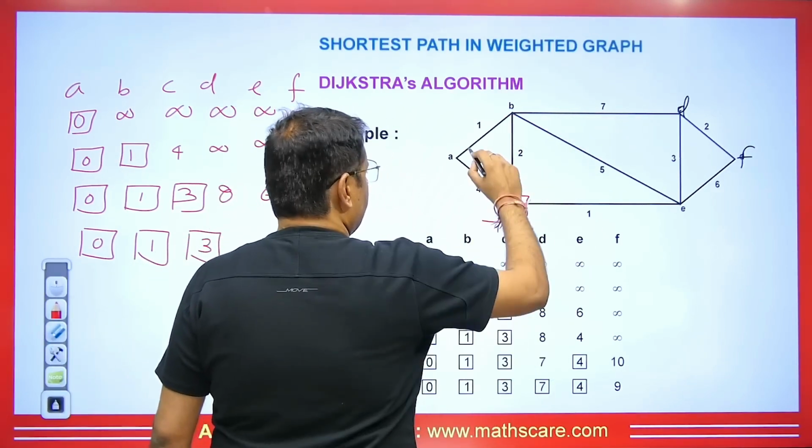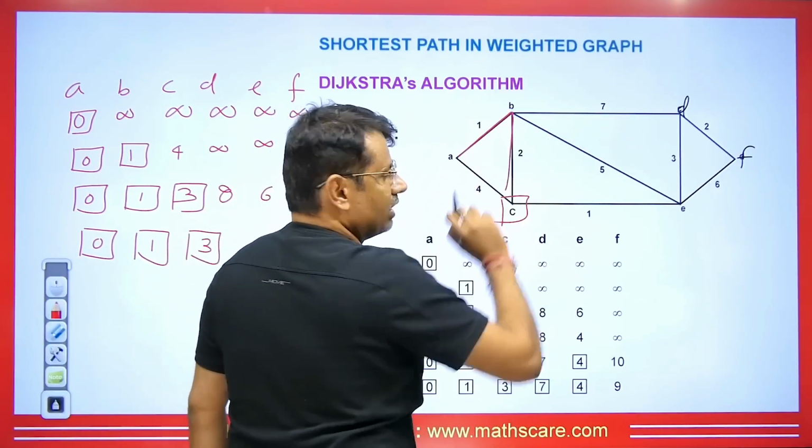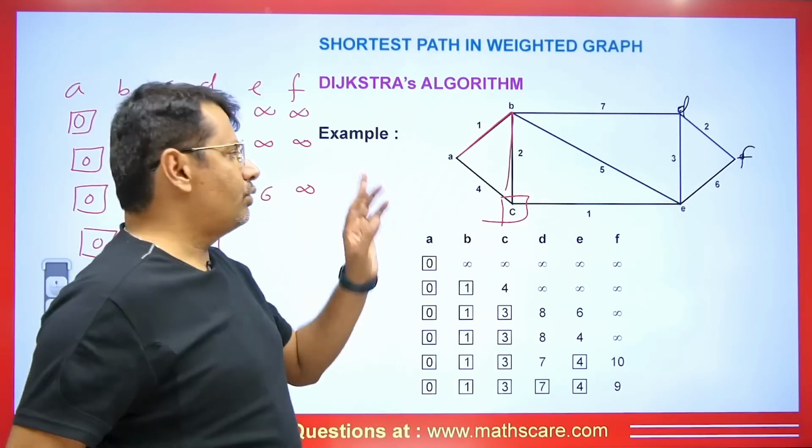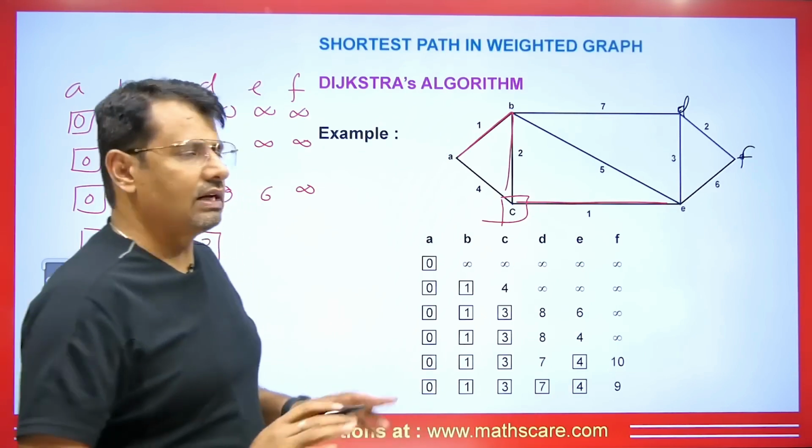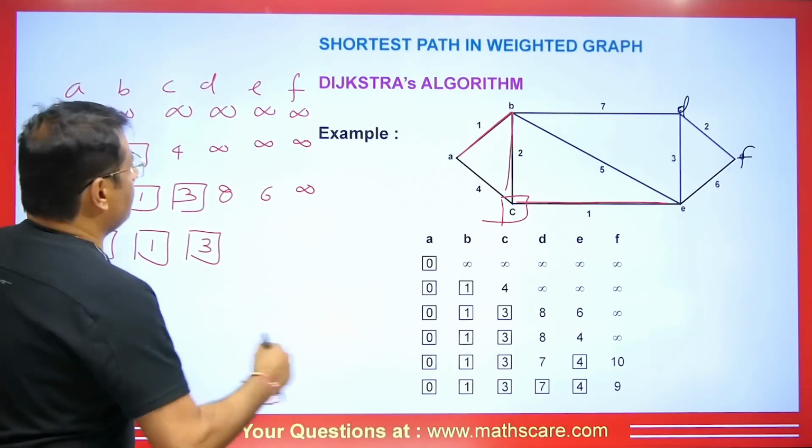So we reached here. It means from here to here we moved 3 distance. Now let's see C. From C, what is coming? It is only E that is coming and there is no other option in sight. So we will move from C to E.